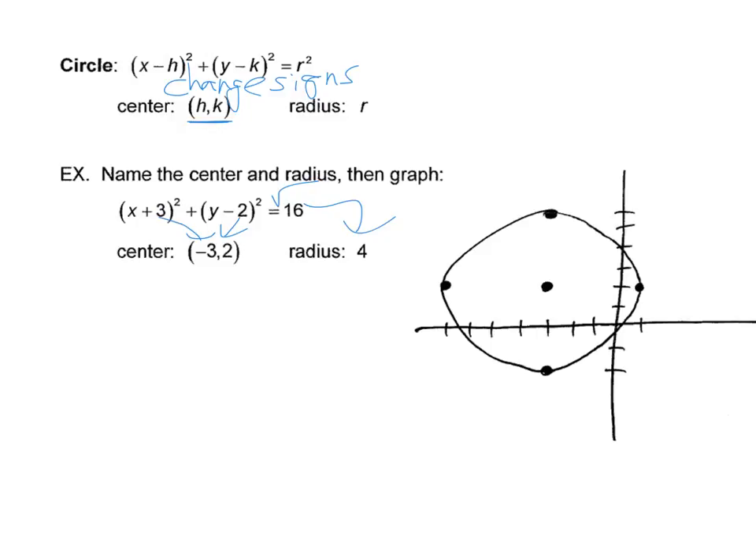To graph that, we first plot the center at negative 3, 2. And then we use the radius and count from the center, straight up 4, straight down 4, to the right 4, and to the left 4. Put dots there and connect them to make your circle. It's hard to do a nice circle if you're not using a compass and graph paper and all of that. Just so your dots are in the right place, it's okay if your circle looks bad.